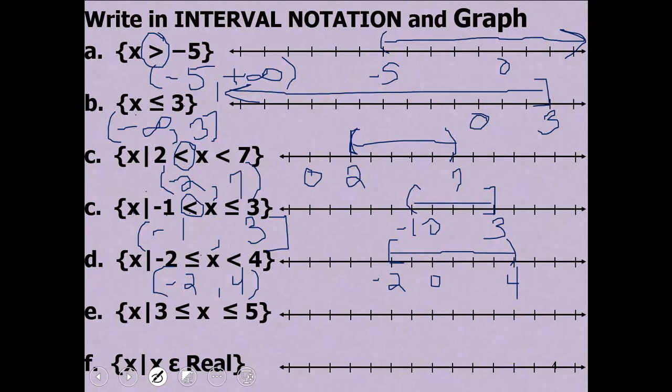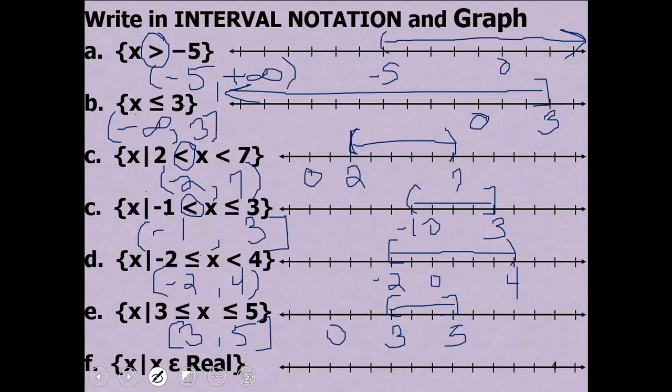E, my range is 3 and 5. It's less than or equal to, so both of them are inclusive here. So I have a 3 and a 5, and both of them have to be brackets. So if this is 0, here's 3, here's 5, and I have bracket, bracket, a line in between.